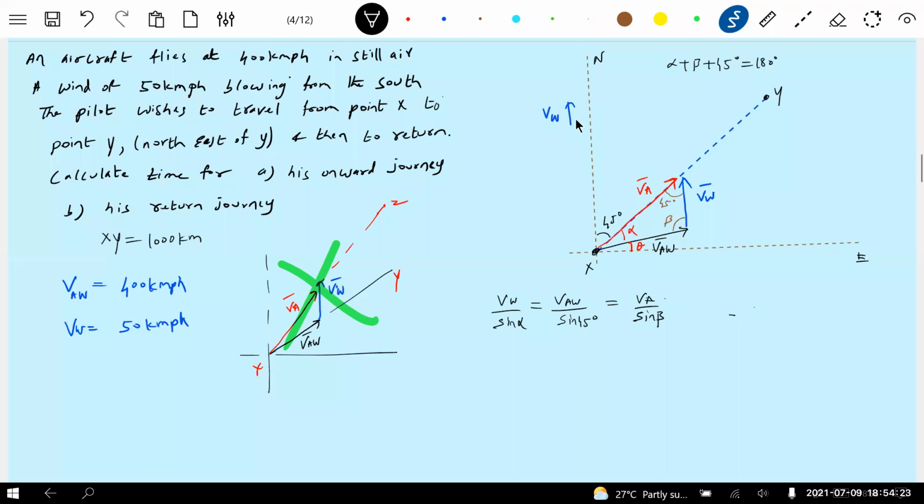Sir, can we say that VAW sine theta is equal to VW, sir? No. Why not? How come? See, the way, okay, no, yes, sir, understood, sir. I understood very wrong.